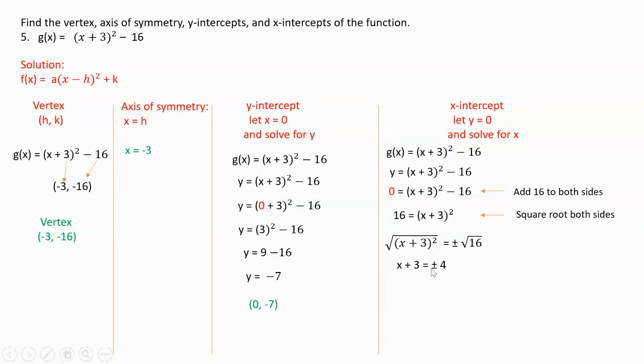And we take the square root of both sides. So this will give us x plus 3 equals plus or minus 4, because the square root of 16 gives us 4. Now my next step is we're going to subtract 3 to both sides. So x equals -3 plus or minus 4. Now it's going to give us -3 plus 4 and -3 minus 4. So we get x equals 1 and x equals -7. So these are my x-intercepts, which will be (-7, 0) and (1, 0).